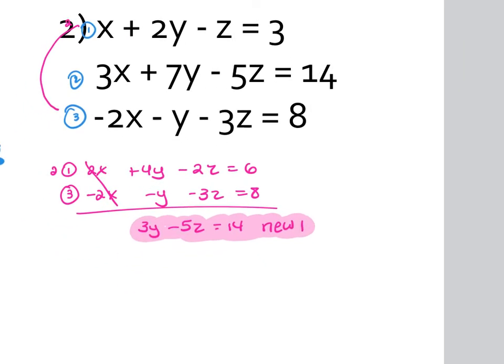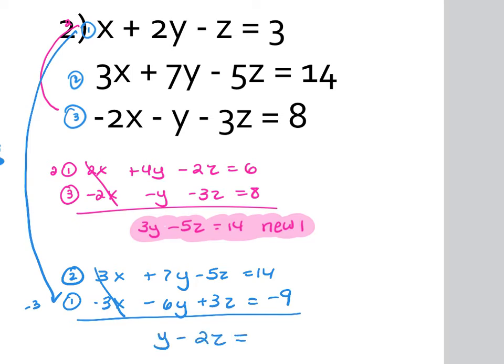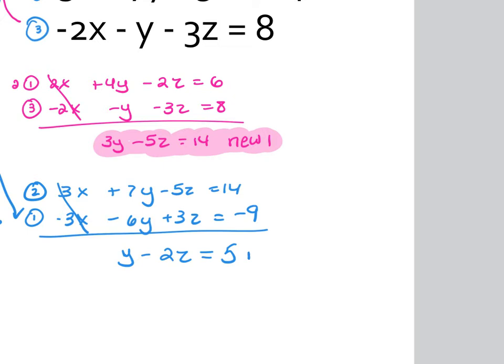Okay, then you have to use 2. And I used 1 in that one. And you multiply by negative 3? Yes. Okay. Negative 3 times 1. So 2 is 3x plus 7y minus 5z equals 14. And negative 3x minus 6y plus 3z equals negative 9. Cancels. Y minus 2z equals 5. New 2.